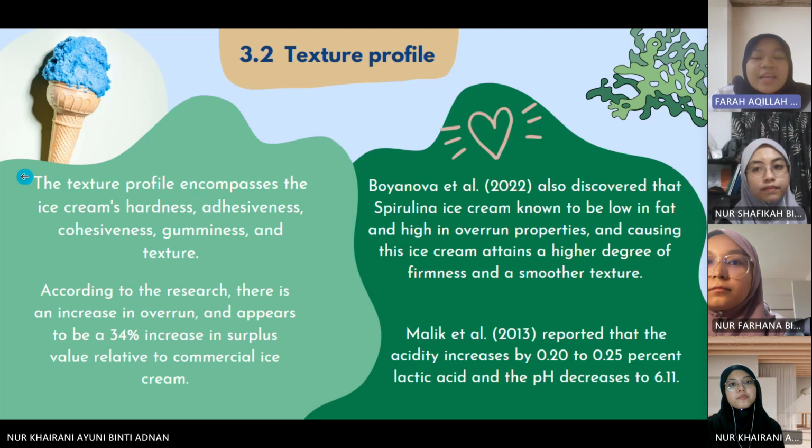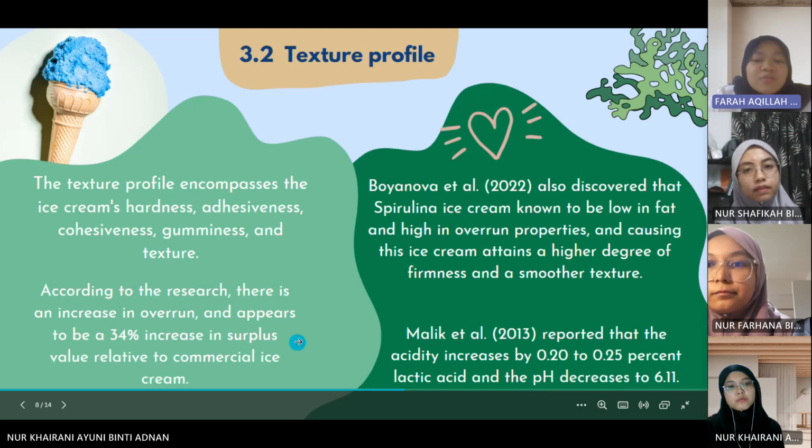Now we have the texture profiles. The texture profiles encompass the ice cream hardness, adhesiveness, cohesiveness, gumminess, and texture. According to the research, there is an increased overrun, with a 34% increase in overrun values relative to commercial ice cream. So what is overrun? Overrun is the process by which the volume of ice cream dough expands due to the trapping of air during mixing and chilling in the ice cream maker.